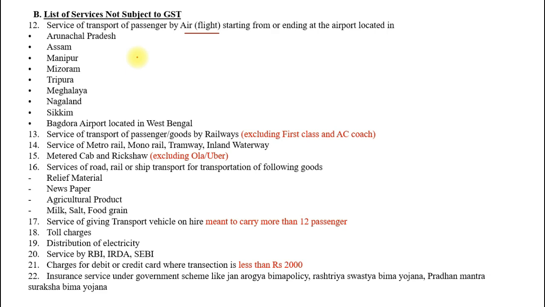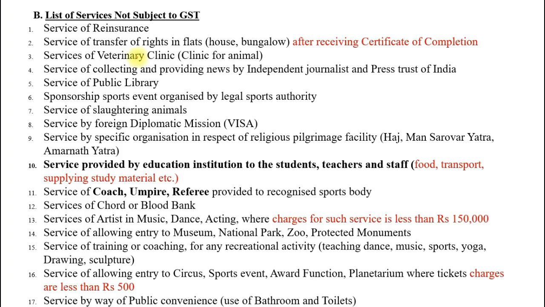Insurance service under government schemes like Jan Arogya Bima Policy, Rashtriya Swasthya Bima Policy, Pradhan Mantri Suraksha Bima Yojana, any government policy on insurance will be exempted. Next, service of reinsurance, service of transfer of rights in flats after receiving the certificate of completion doesn't have any GST. Any service by way of veterinary clinic is exempted. Collecting and providing news by independent journalists and Press Trust is exempted.